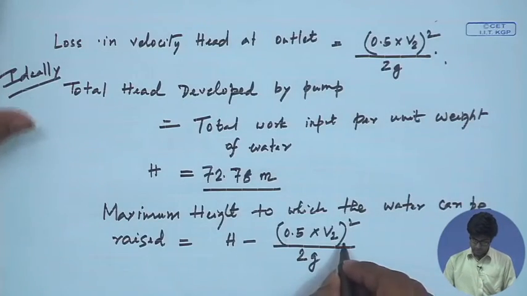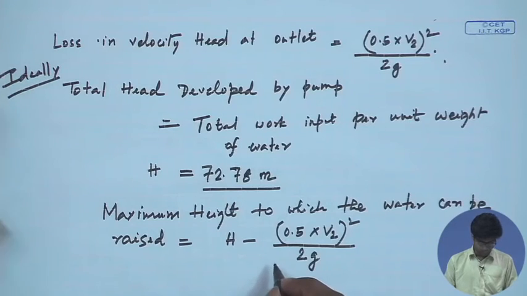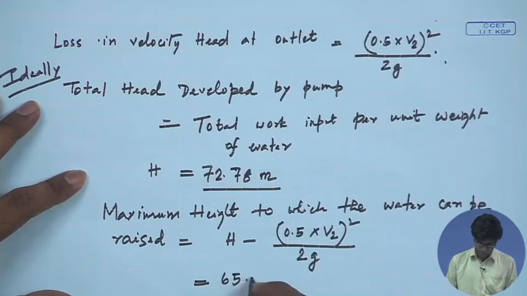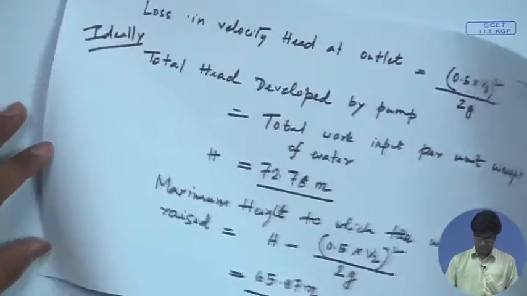So, we substitute the value of V2 in this expression, we know the value of h. So, the height that we are required to find out comes out as 65.87 meters. So, this is the end of problem 1.